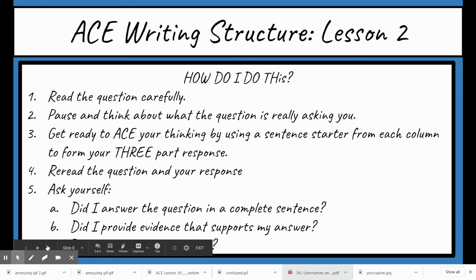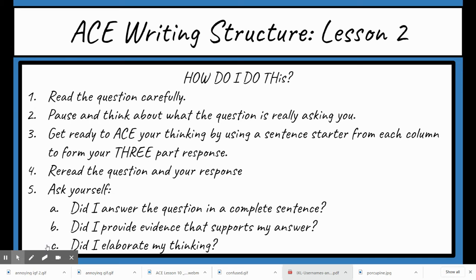So, how am I going to do this? Well, as always, you need to read the question carefully. You need to pause and you need to think about what the question is really asking you. Then you get ready to ace your thinking by using a sentence starter from each column to form your three-part response. Remember, ACE responses are three parts.